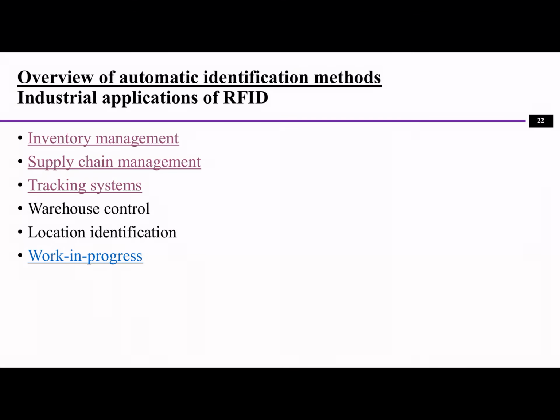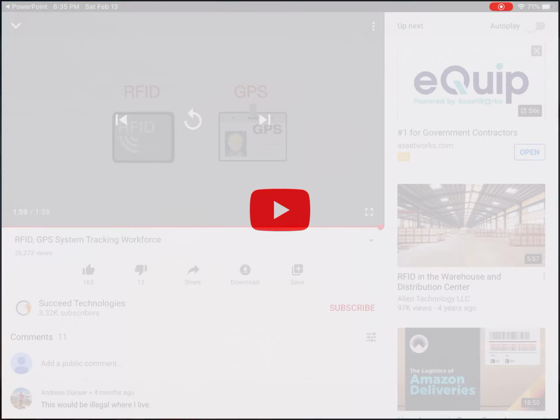All right, so another example, of course, can be used in warehouse control and also location identification. Another example is work in progress. We can take a look.